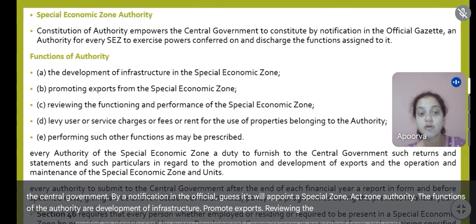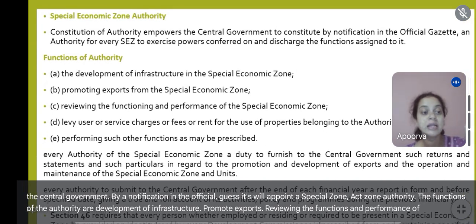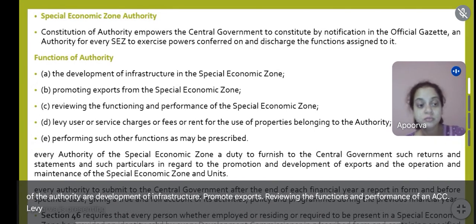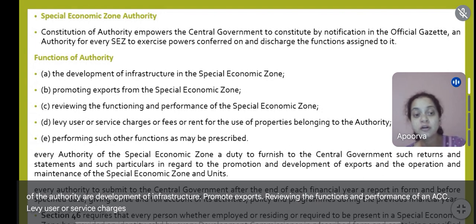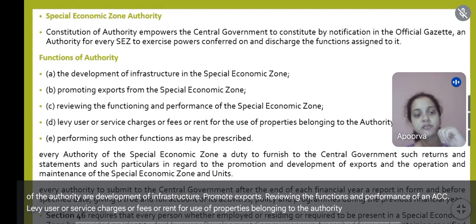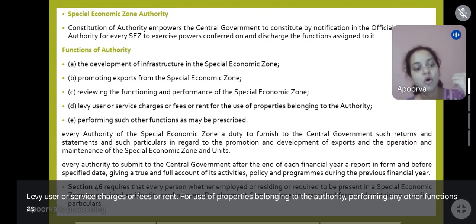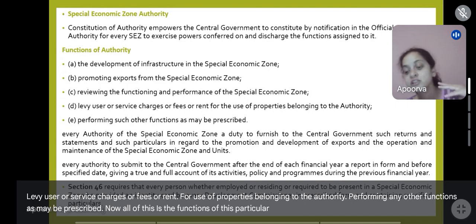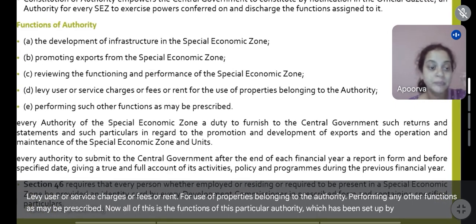reviewing the functions and performance of an SEZ, levy user or service charges or fees or rent for use of properties belonging to the authority, performing any other functions as may be prescribed. Now, all of this is the functions of this particular authority which has been set up by the central government.